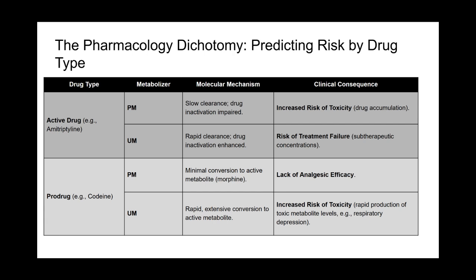Tamoxifen is used in the treatment of breast cancer and is converted by the enzyme CYP2D6 into its highly potent active metabolite, endoxifen. Poor metabolizers of this enzyme produce very little endoxifen, which has been linked to a higher risk of breast cancer recurrence and poorer clinical outcomes.